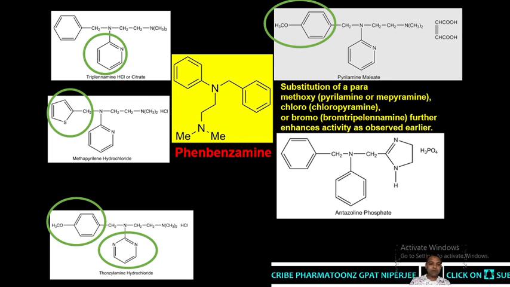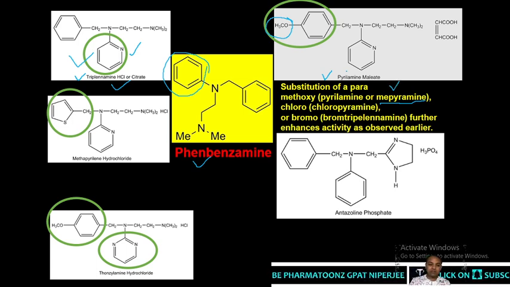Now let us compare the structure of phenbenzamine and triplenamine. If you look at the structure, from the structure of phenbenzamine, there is a change. Instead of this phenyl ring of phenbenzamine, if it is a pyridine ring, then it's the structure of triplenamine. In the structure of triplenamine, if we introduce a fourth position methoxy group, it gives the structure of pyrilamine. It is also called mepyramine. So another name of pyrilamine is mepyramine.